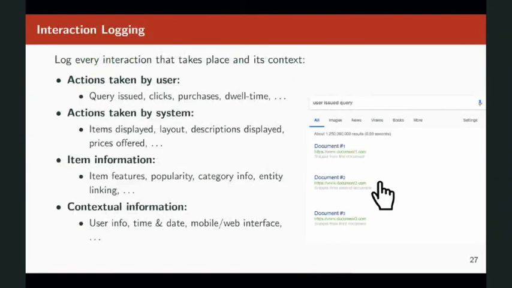So the actions that a user takes, the query, did they click, did they purchase, how long did they look at a page, the actions by the system. So we've seen that it's important to know at what rank you display an item, but it's also important to know what text that you display, what was the layout, what was the price of an item, everything basically that is being the actions taken by the system and the information displayed. Same goes for item features, etc.